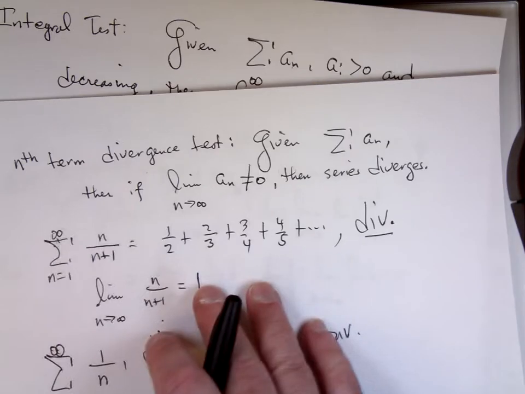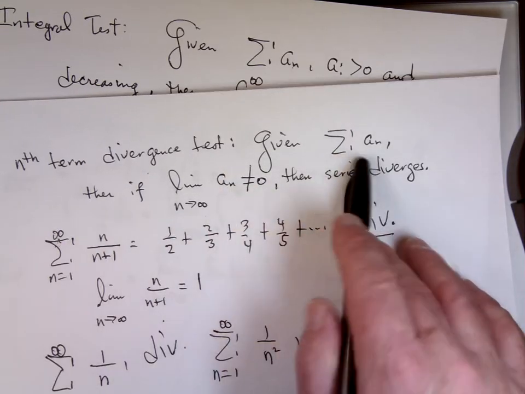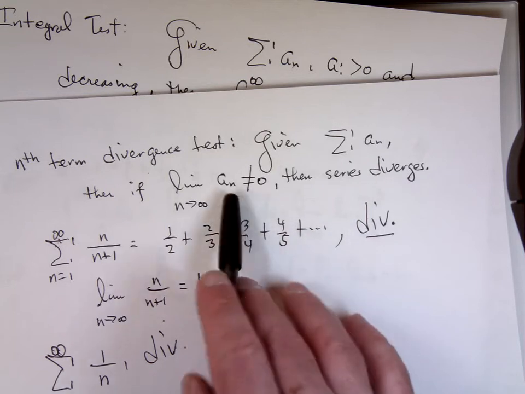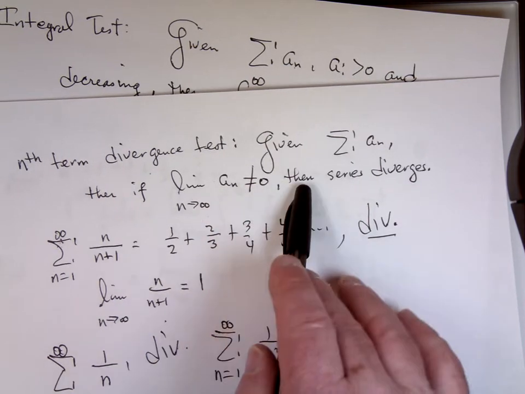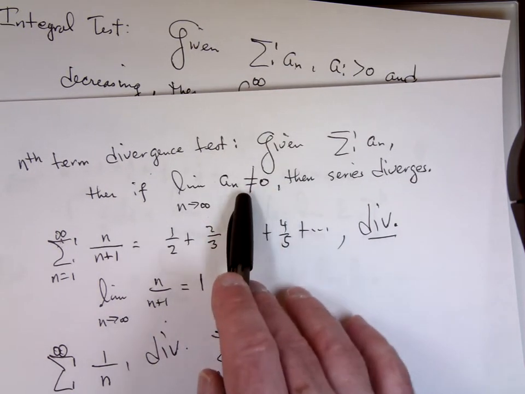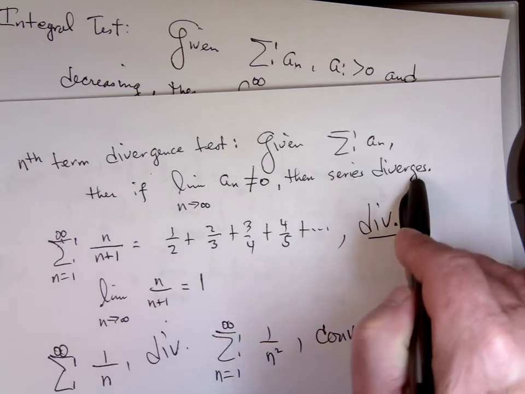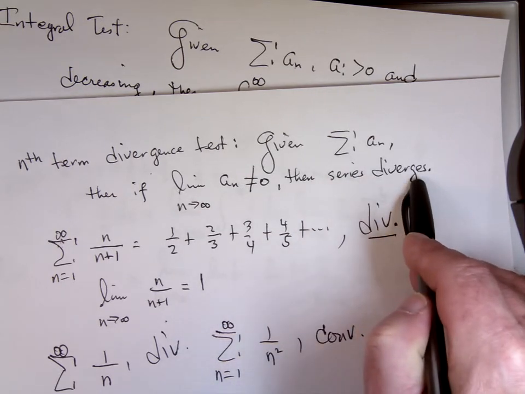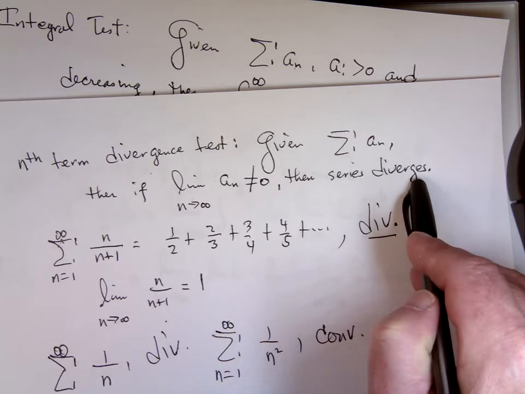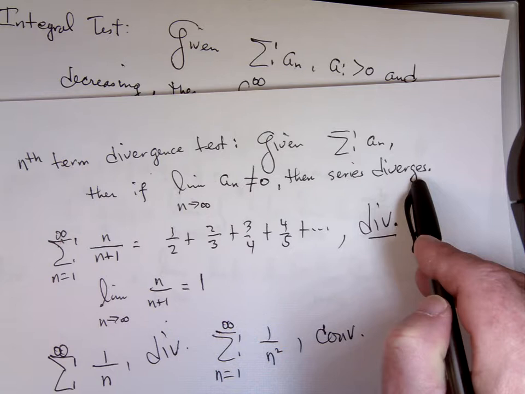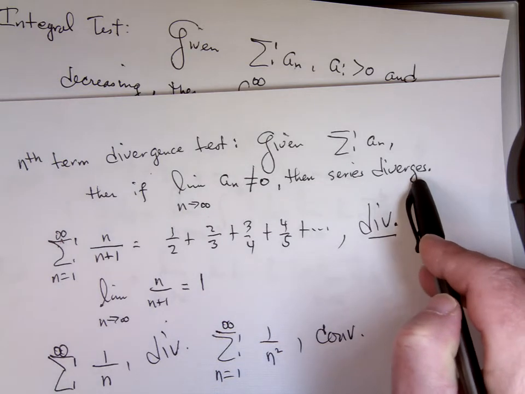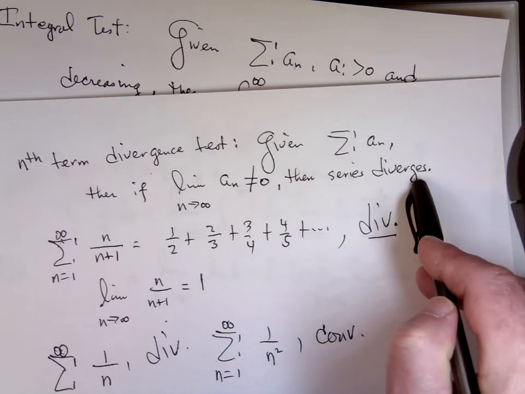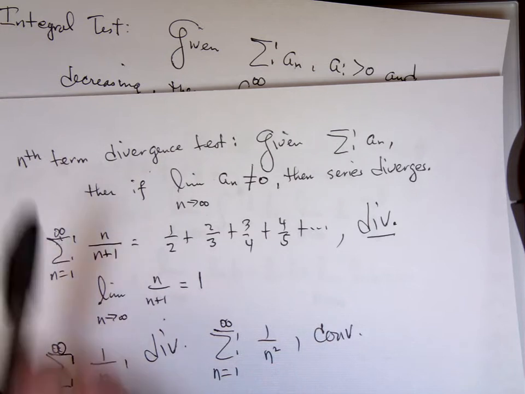It says this: if you're given a series and the nth term is not going to go to 0, the series will diverge. In order to have a shot at converging, the nth term must be going to 0. But some series have nth terms that go to 0 and still diverge. They have to go to 0 fast enough. But if the nth term doesn't go to 0, the series will diverge.